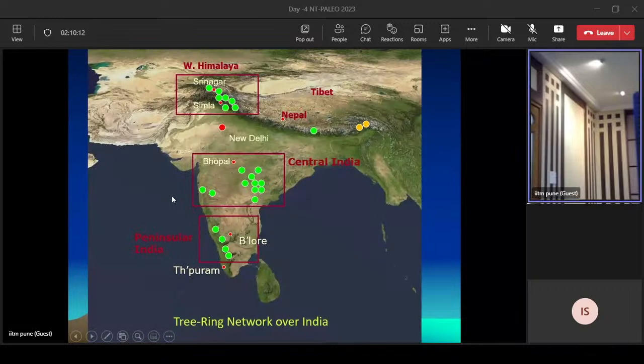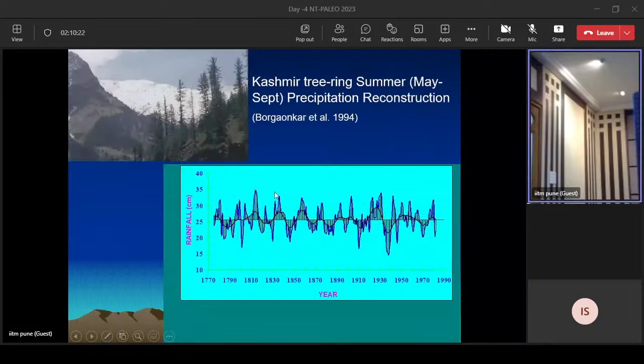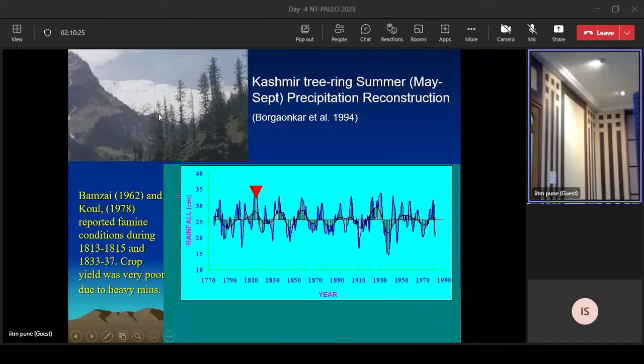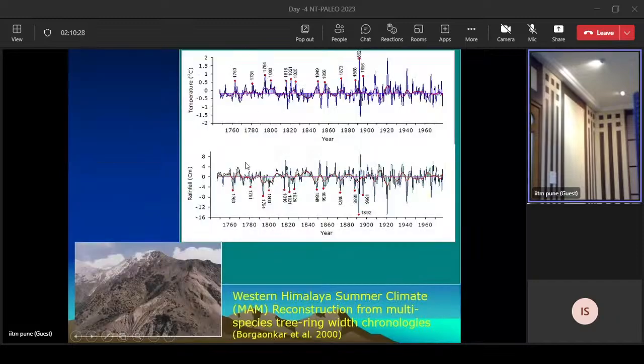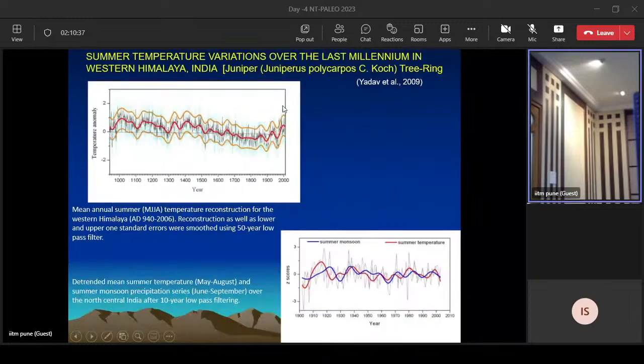So this is the tree-ring network of India. I am going to show you some reconstructions from the Himalayan region. This is from Western Himalaya. We have noted some dry years and warm years. This is the Millennium Western Himalayan chronology, developed by Yadav from DSIT, and he also demonstrated an increasing warming trend after, say, the 1950s.